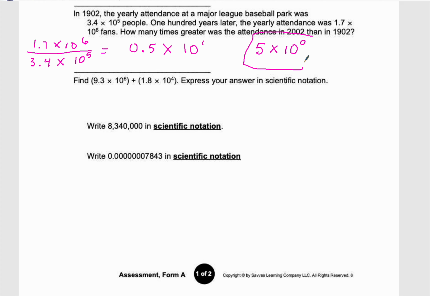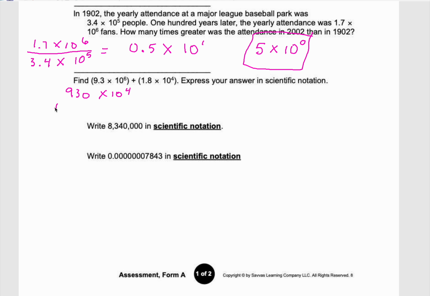Whoops, I cannot draw very well with this thing. All right, find 9.3 times 10 to the 6th plus 1.8 times 10 to the 4th and express your answer in scientific notation. This is one we've been working on over the last couple of days. I cannot add numbers that don't have the same exponent, so I need to change this 6 into a 4, right? And how do I do that? I need to move the decimal 2 times and lower that number 2 times. So it's going to be 930 times 10 to the 4th.